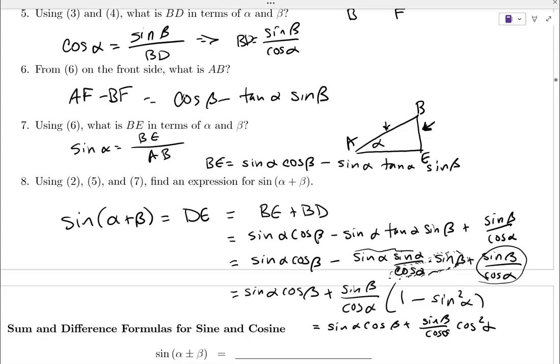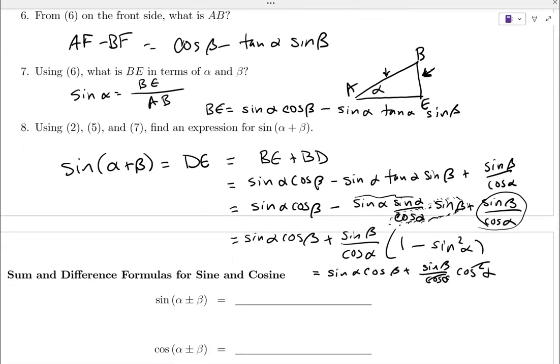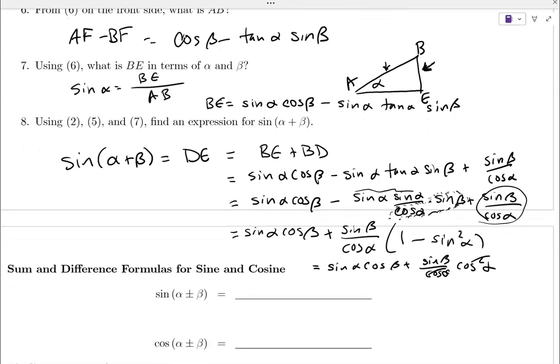What can you do now for a final step? Yeah, cancel a cosine out, can't you? Okay. All right. Whew, we got to the end. Took a little bit to get there. That one was uglier than the cosine one, wasn't it? All right, so let's write it down.